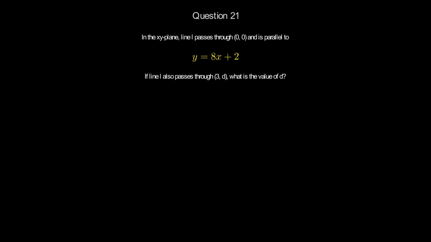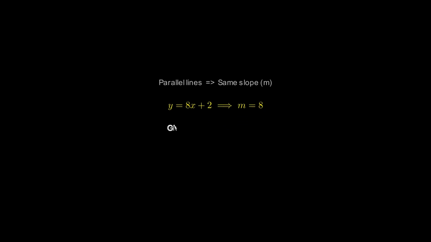We are told that line L passes through the origin, 0 and 0, and is parallel to the line represented by y equals 8x plus 2. Since parallel lines have the exact same slope, the slope of line L must also be 8. We also know that line L passes through the point 3 and D. Since we have 2 points on this line, 0 and 0 and 3 and D, we can use the slope formula.